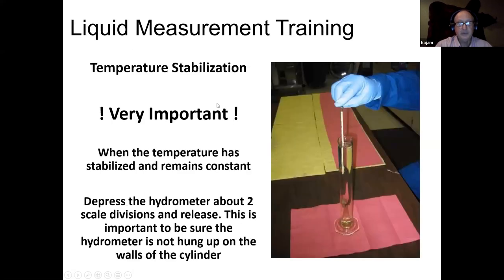Temperature stabilization, just mentioned, is very important. When the temperature has stabilized and remained constant, then you take your reading. One thing you want to do is make sure the hydrometer does not have any resistance against the glass of the cylinder. So bounce it a little bit to make sure it's free, and then let it come to rest. Look at your temperature again and make sure it's not changing. And then we're going to take a reading.